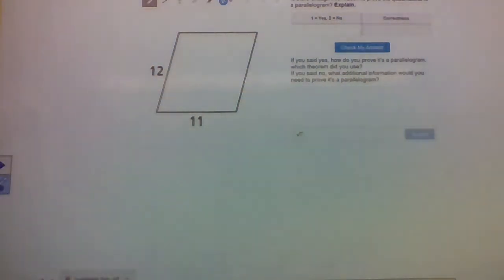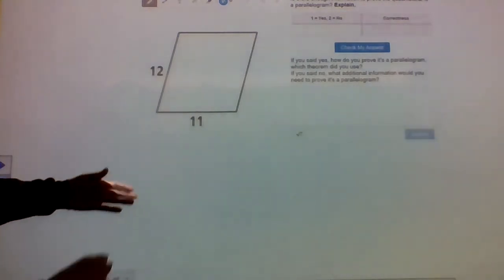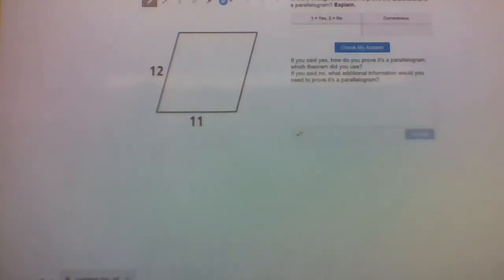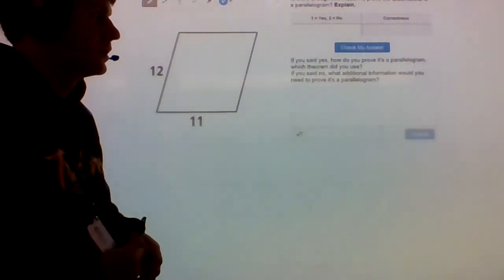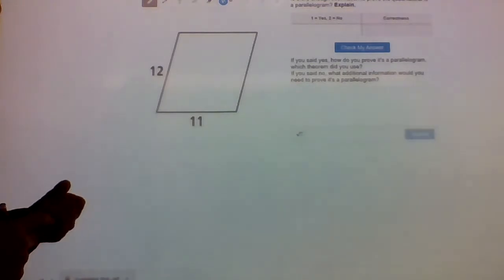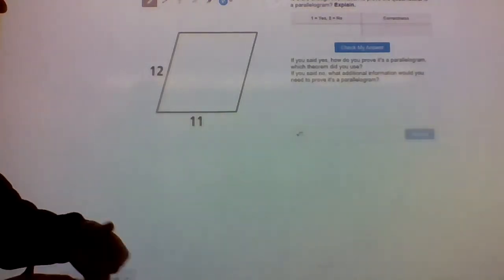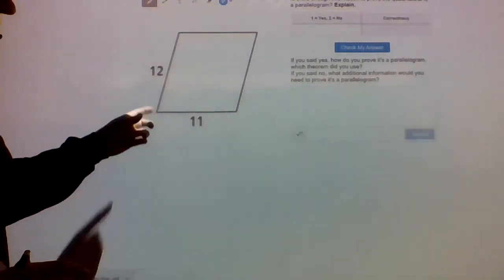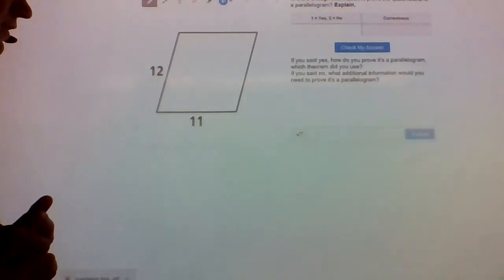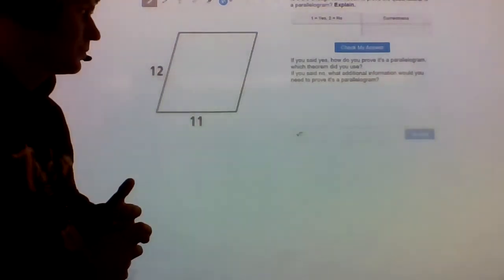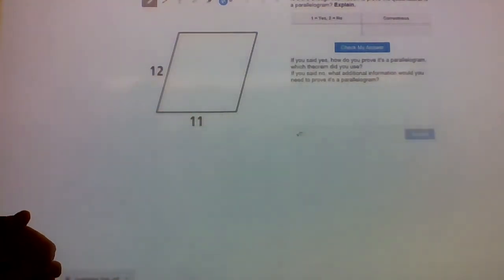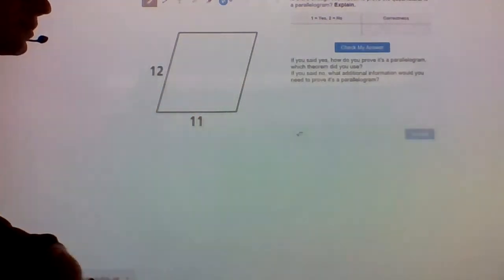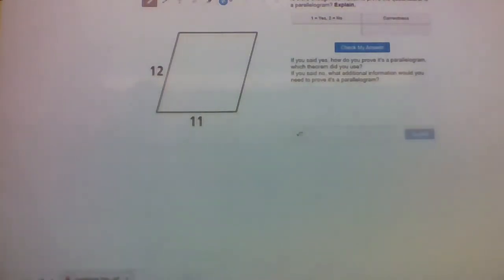Okay, is there enough information here? So we have 12 and 11. No, there's not going to be enough information here. We only have two sides. Again, if we look at our theorems, we need opposite sides to be congruent. We don't have opposite sides that are congruent. We would need opposite angles that are congruent. We don't have anything on the angles. Consecutive angles are supplementary. We don't have anything on the angles. Or diagonals bisect each other, and we don't have that. So we don't have enough information. We don't have a theorem here to say that this is a parallelogram.